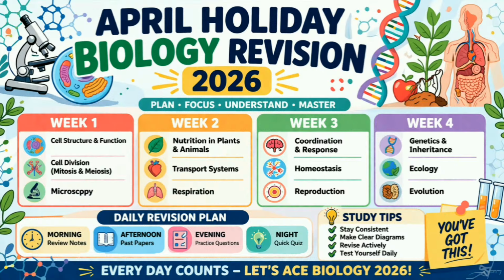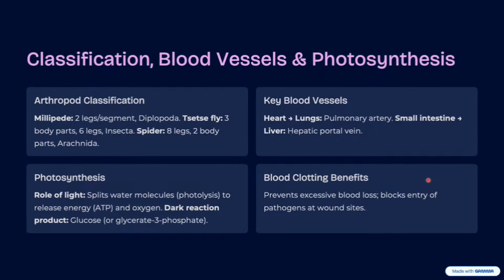Question number 14. State the characteristics that can separate the following organisms into their respective classes. Now, we have the arthropods. Of course, first of all, we are having millipede, tsetse and a spider. So what are the features you can use, of course, to put them into their respective classes?